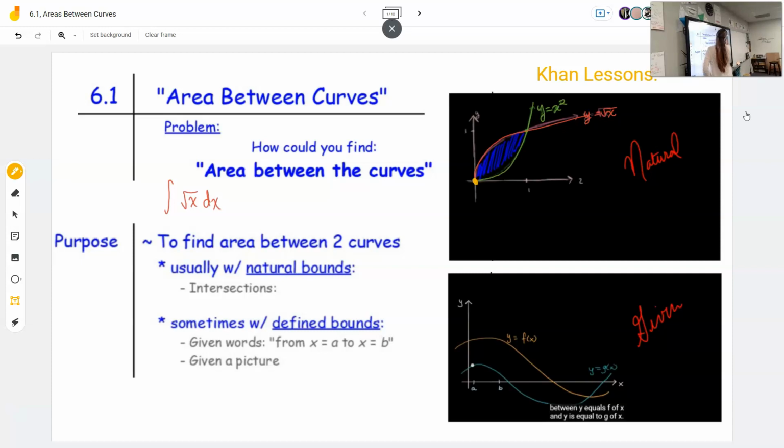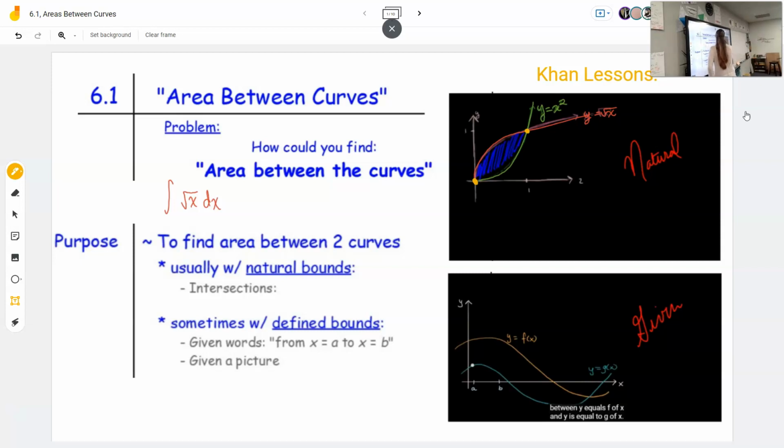If I plug in 0, what's 0 squared? 0. What's the square root of 0? 0. Oh, it's an intersection point. It's a point that's a solution to both equations. Hey, what's going on at 1? What's 1 squared? Yeah, 1 squared is 1. What's the square root of 1?